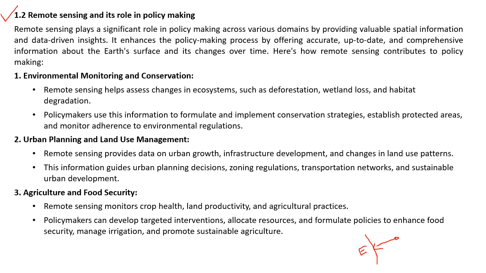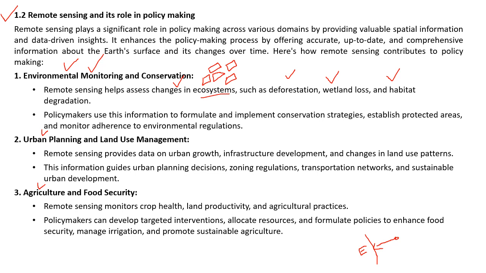Okay, the satellite is detecting. So whatever the satellite is detecting is a matter of the environment, it's a matter of urban planning, maybe agriculture and food security. How agriculture and food security? But first let me discuss environmental monitoring. Okay, changes in the ecosystems. An ecosystem may be in the form of a pond, a large lake, a forest area, a grassland area, maybe a desert area. There are different types of ecosystems. And what are the changes going on? Such as deforestation, wetland loss, habitat degradation.